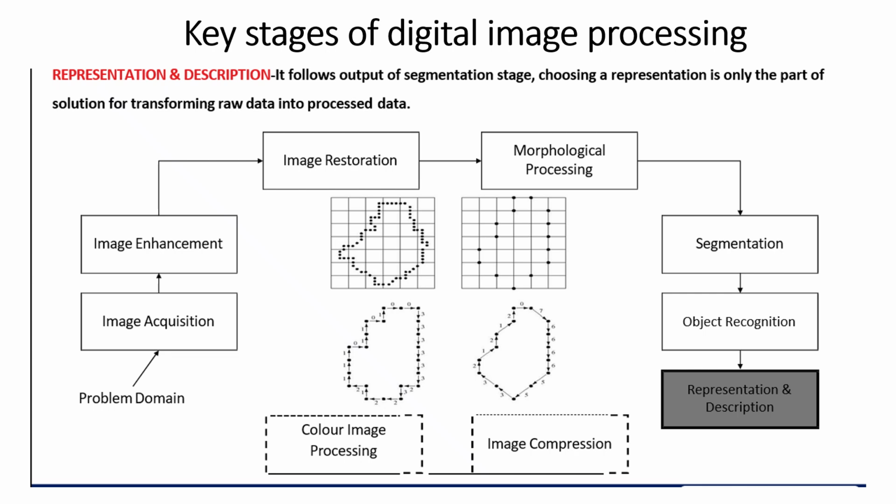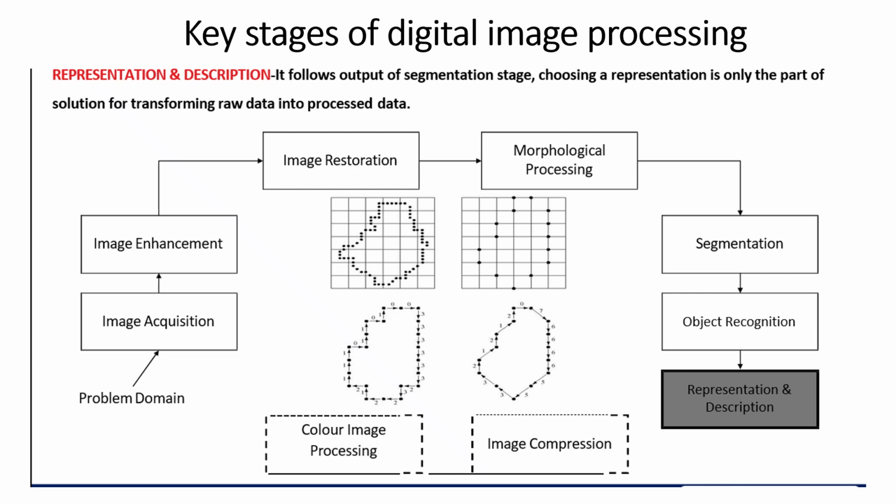Here the 2D image captured is stored as a digital image. In the next block we take only the particular object of interest. Under the dots alone we have captured that shape. Next we can find the shape and its range, and next comes the range with the value. So this follows the output of the segmentation stage. Choosing a representation is only part of the solution for transforming raw data into processed data. So we can say this is the final block of the diagram.